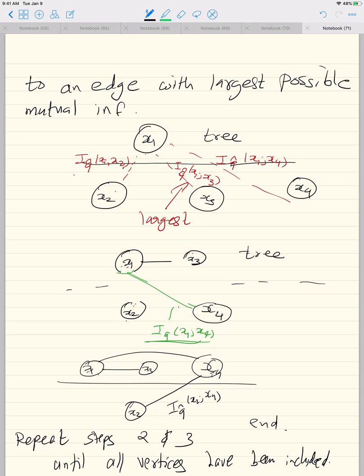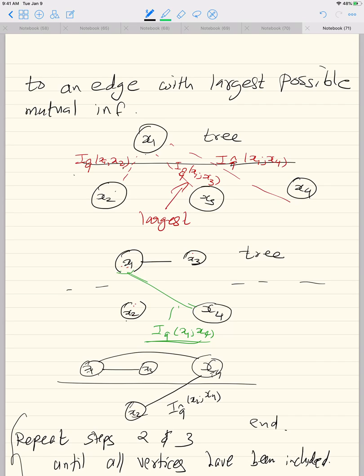So now I have x1, x3, and x4, and my tree looks like this. And then I have to add x2. So x2 gets connected to the node in the tree that leads to the largest mutual information. Let's say I of x2, x4 had the largest mutual information. So this is basically the idea, and this algorithm will terminate when all the vertices have been visited, and each time we add a node with the largest mutual information. So this is a greedy algorithm.